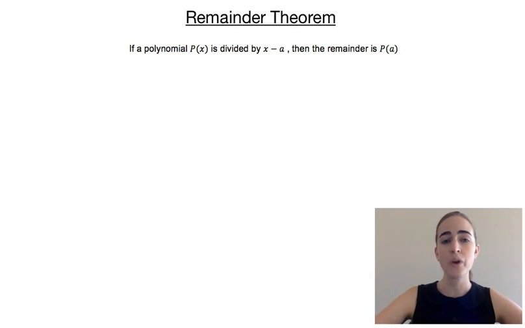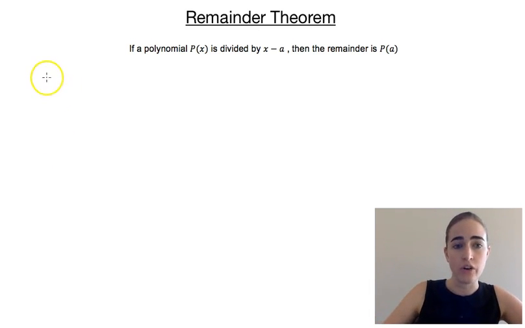In this video, I want to have a look at the remainder theorem for polynomials. So the remainder theorem says if we've got a polynomial, p of x, and we divide it by x minus a, where a is a number, then the remainder is p of a. Let's have a look at why that works, so the proof of that.